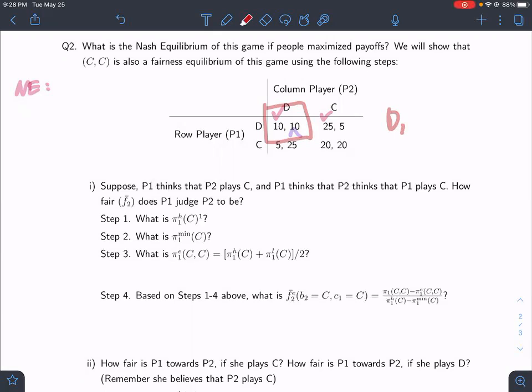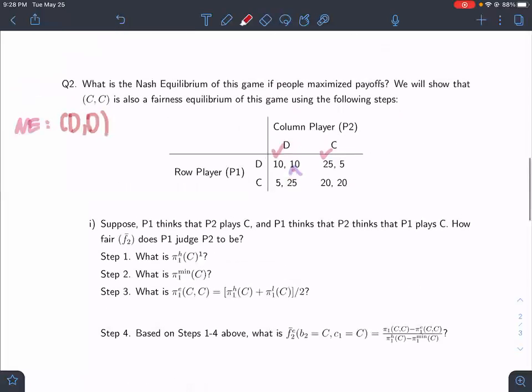Let me check. If row player chooses D, he chooses D. Row player chooses C, he chooses D. Okay. So it seems that DD is a Nash equilibrium. When I designed this question, actually I made CC to be a fairness equilibrium. So you will also see this soon. Okay. So Nash equilibrium was DD in this case.